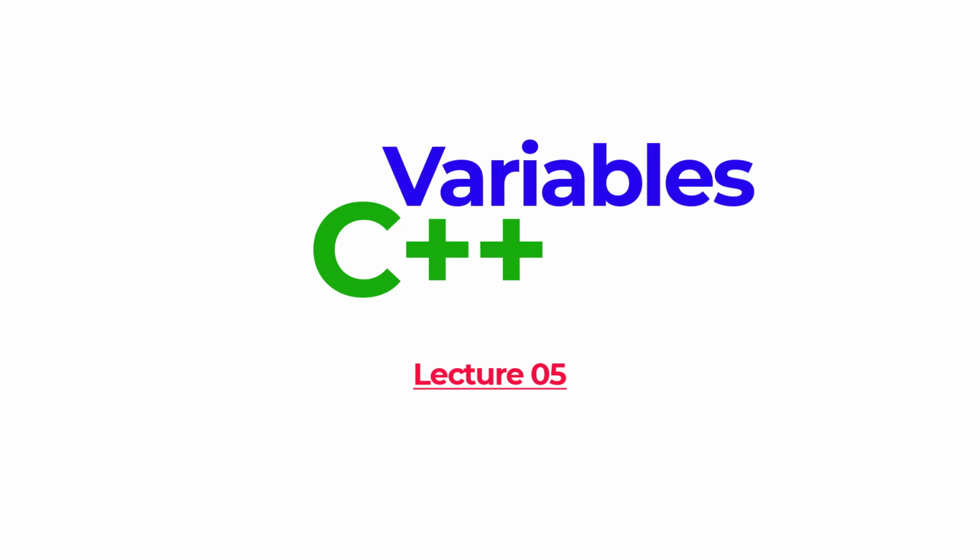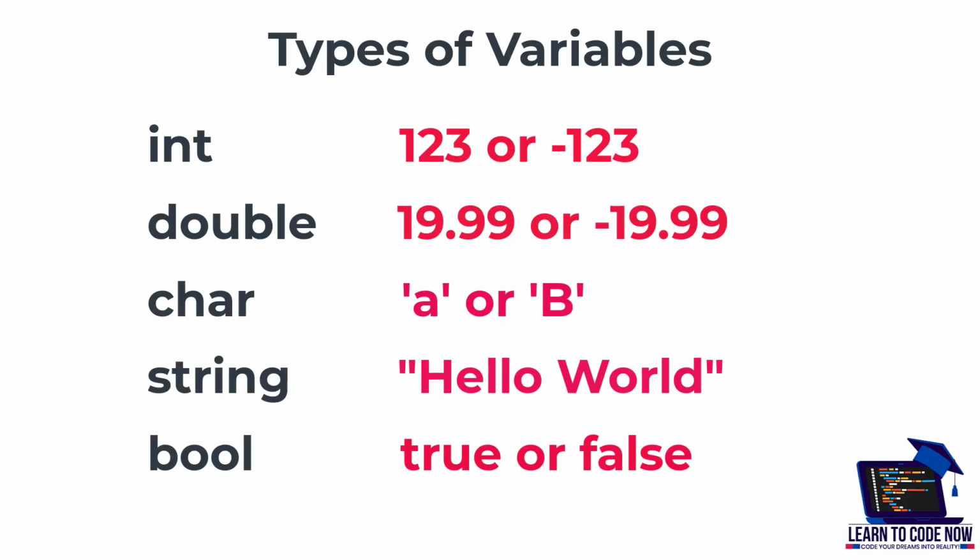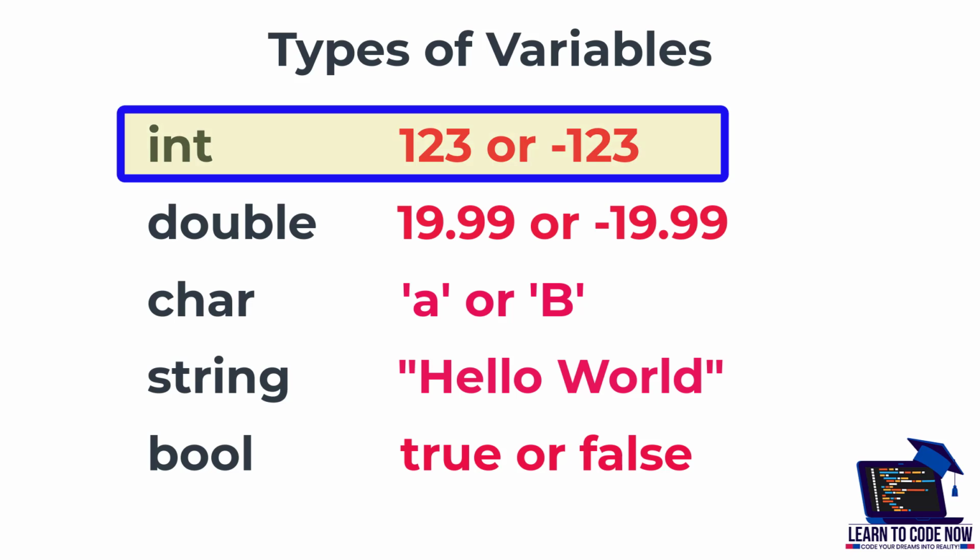This is lecture number 5 and today we will talk about what C++ variables are and how we can use these variables. Basically, variables are containers for storing data values. In C++, there are different types of variables defined with different keywords. For example, in this slide we have int. Int means integer, which stores integers, whole numbers without decimals, such as 123 or minus 123.